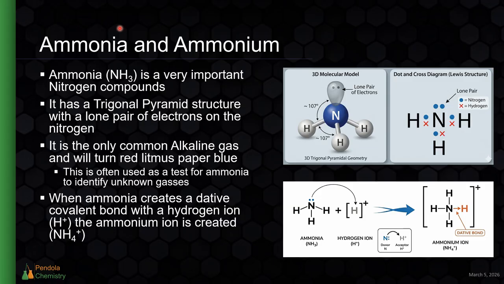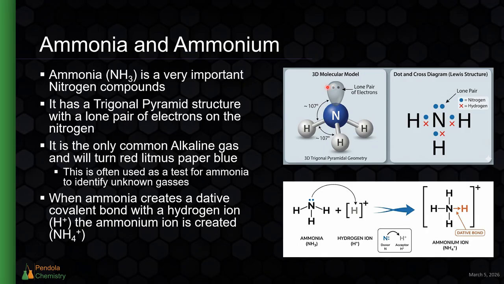So first, let's look at the structure of ammonia and ammonium and how they're made. Ammonia is a very important nitrogen compound. It's simply just a nitrogen with three hydrogens bonded to it and a lone pair of electrons on the nitrogen. Because it has three bonds and a lone pair, ammonia molecules are trigonal pyramidal in shape, or trigonal pyramid, because a lone pair of electrons is going to repel these hydrogens a lot more than they repel each other.